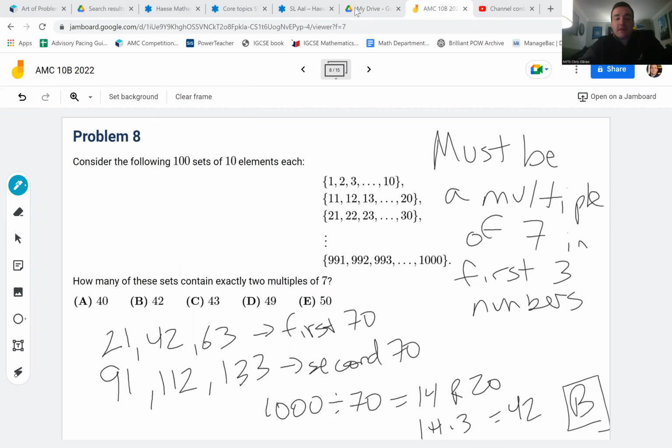I'm not going to lie, I got stuck on this one for a little bit. This one caught me off guard. I knew there was a pattern, I knew there was a strategy. I was just getting really stuck on how to find the pattern.